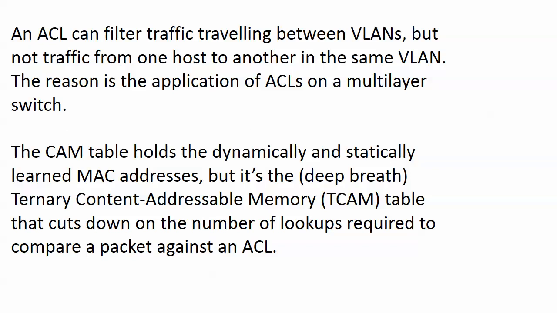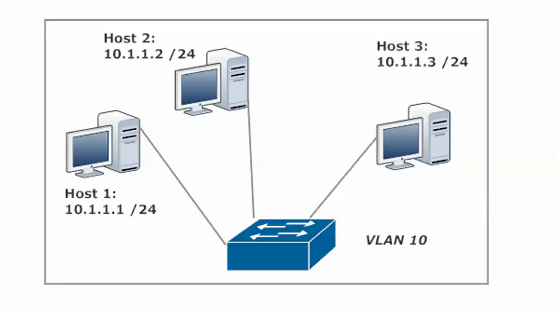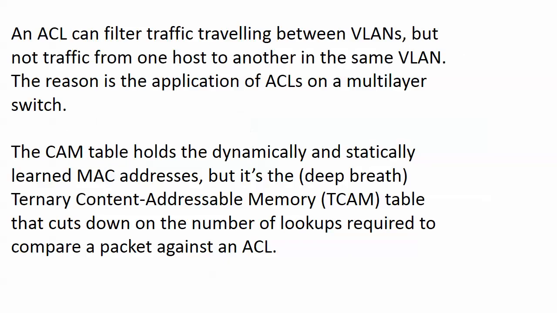And the reason is the application of ACLs on a multi-layer switch. And I know I'm showing you the classic layer 2 switch diagram there, but just to get you used to it, not every network map you ever look at that has a layer 3 switch is going to have the official layer 3 symbol. So you might just look at a switch like this on a map, and then when you get on it, you say, okay, it's a multi-layer switch. So here's just a few nuts and bolts about why and what's going on here.